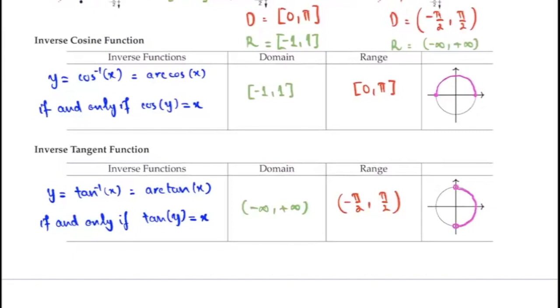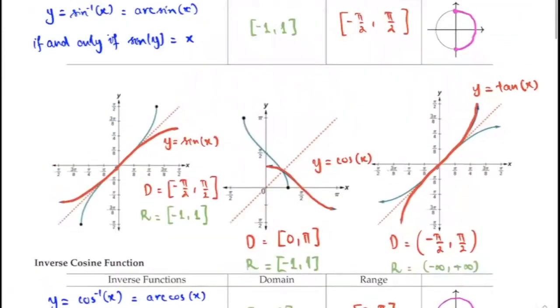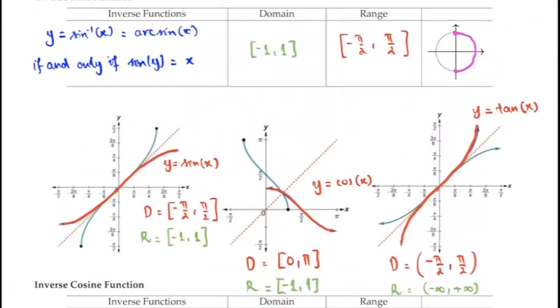So we just wrote down the definitions of the inverse sine function, inverse cosine function, and inverse tangent function. Hopefully, you can understand where the domain of the inverse function comes from, and where the range of the inverse function comes from. Okay. And again, the graphs of the original functions and the corresponding inverse functions are symmetrical with respect to the line y equal to x. So this is the line y equal to x.